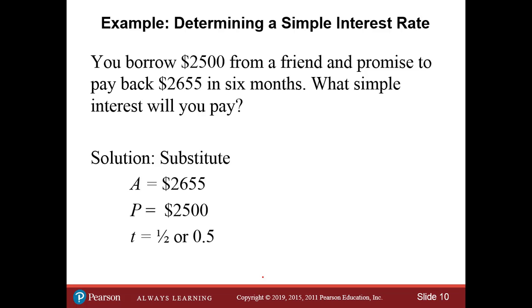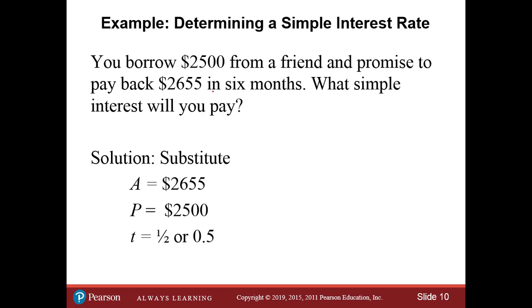Okay, now what about this one? Here it says you borrowed $2,500 from a friend and you promised to pay back $2,655 in 6 months. So the question is, what is the simple interest rate you will pay? You borrow $2,500 and you promise to pay back $155 more than what you borrowed. Well, what kind of interest are you paying then? In this case, you have your future value that you're going to pay back, you have your principal, and we need to figure out the rate.